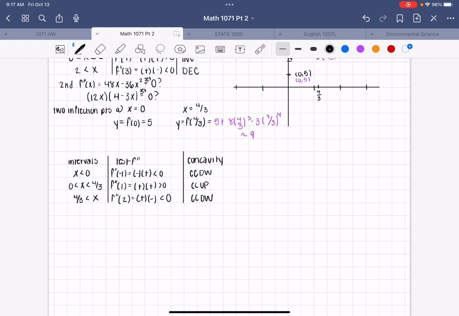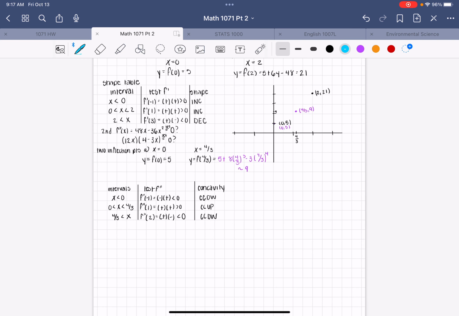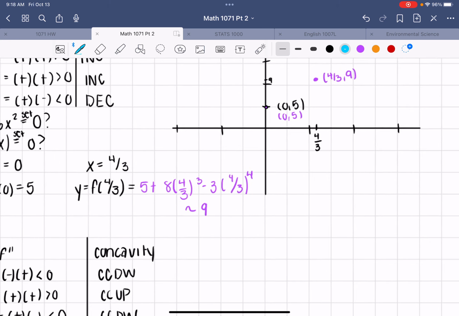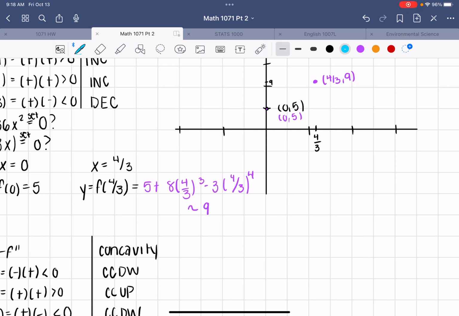Left of 0. So look it up on this chart. Here, the shape is increasing. The concavity is down. So what does an increasing concave down curve have to look like? It has to look like that. Now between 0 and 4/3, that lies in the second row here, so it's still increasing, but it lies in the second row there, so it's concave up. Now I have to sketch increasing concave up.